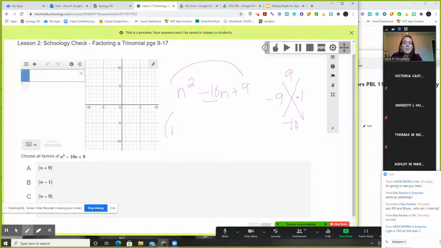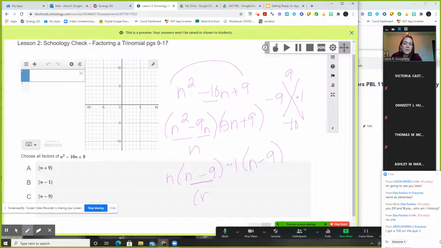So then we put it all back together, n squared minus 9n and negative n plus 9, right? We're going to divide by n. So I get n and n minus 9. Because I want an n minus 9, I've got to take out that negative 1. So negative 1 and n minus 9.